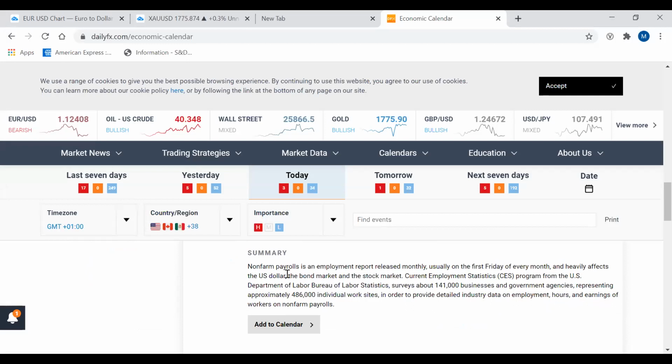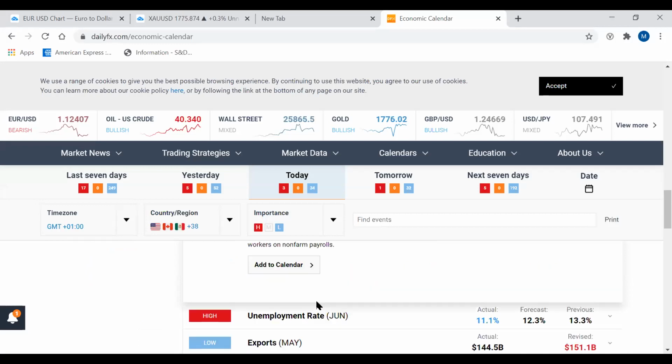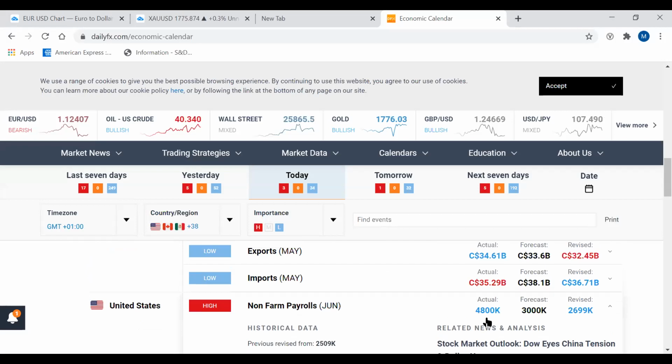So NFP comes out every first Friday of the month. Except obviously today, it came out today because there's a bank holiday tomorrow in the States. And it tells you whether it will have a positive or negative effect should the actual be higher or lower than the forecast. So this is a really good calendar to have a look at when you start your day, just to see if there's any news that may potentially impact your trades for the day.